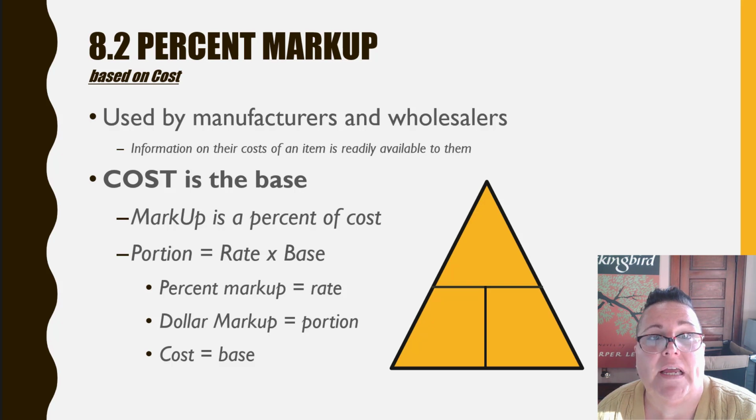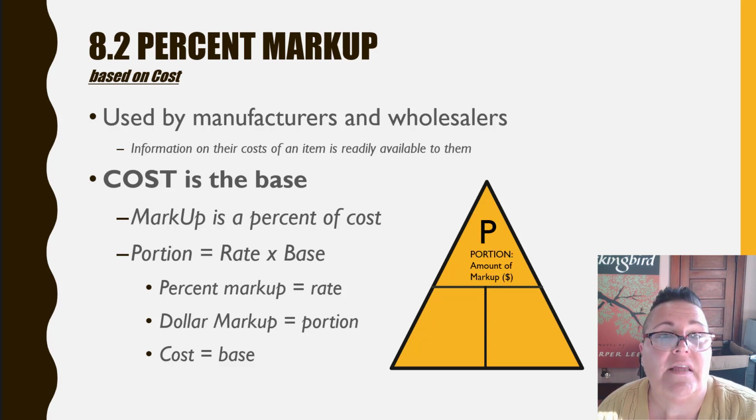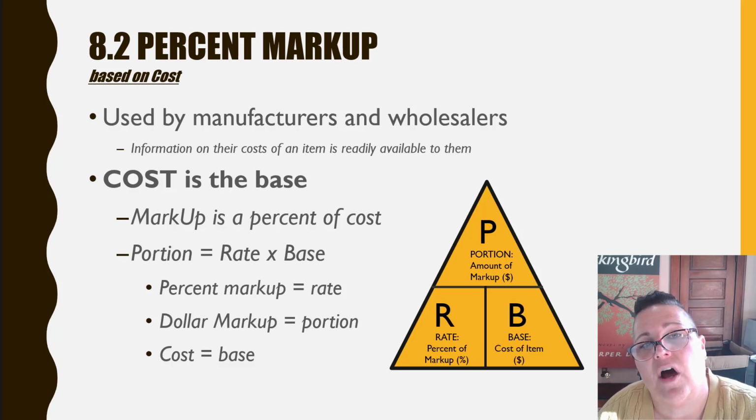This is our percent triangle. Do you remember our percent triangle? Where the portion, the amount of the markup, goes on top. The rate goes to the bottom left. That is the percent of the markup. And the base is the cost of the item, the known cost of the item.